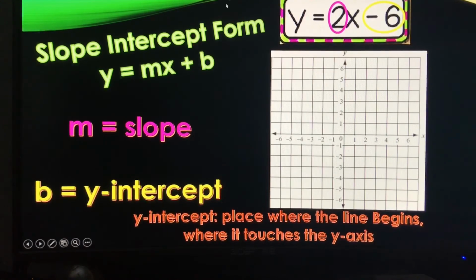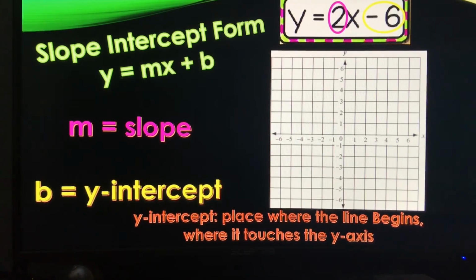Now, if you look at what I circled here in yellow, that is a -6. And I circled the negative because that's important. It's going to tell you where the line starts. Your y-intercept is the place where the line touches the y-axis.